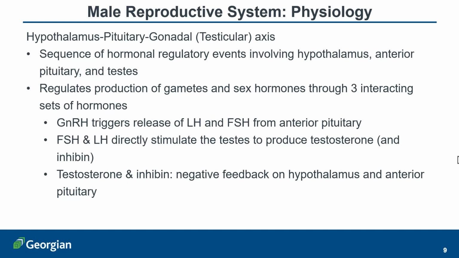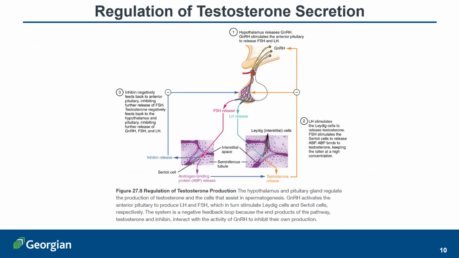LH and FSH, LH stands for luteinizing hormone and FSH for follicle-stimulating hormone, then directly stimulate the testes to produce testosterone and inhibin. Testosterone and inhibin then have a negative feedback effect on both the hypothalamus and the anterior pituitary gland. Schematically, this is what it looks like.